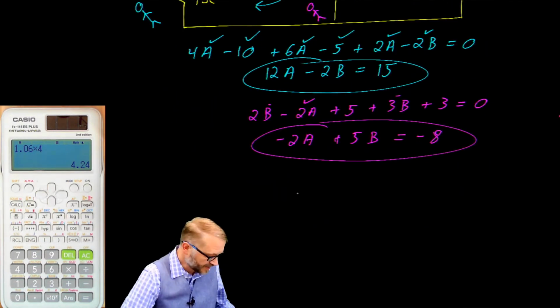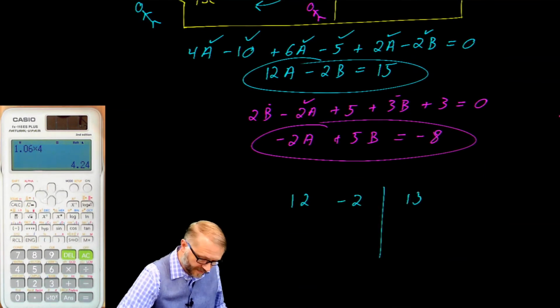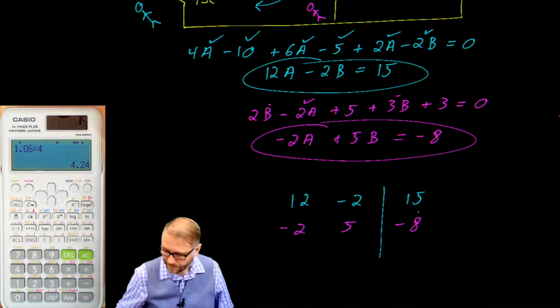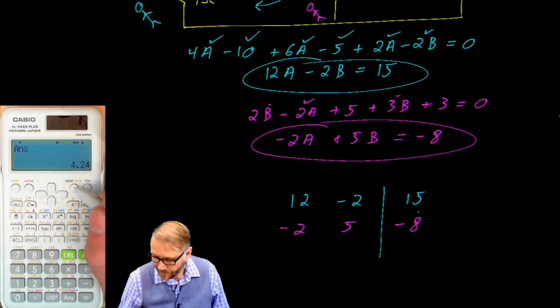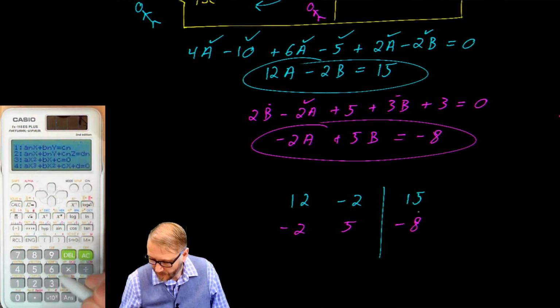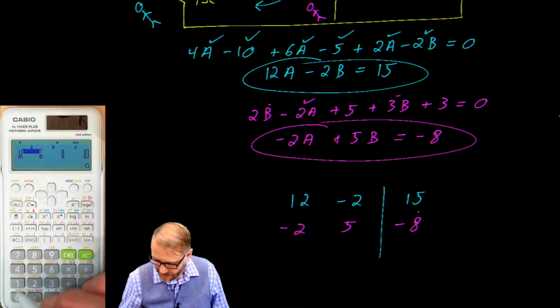We put this into matrix form. So 12, negative 2, 15, and negative 2, 5, negative 8. From there, we go to our calculator, setup, equation, 2 equations, 2 unknowns, that's number 1. Then you enter the numbers: 12, negative 2, 15, negative 2, 5, negative 8.